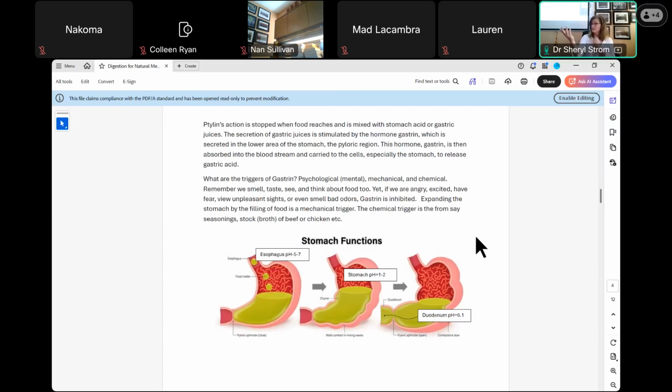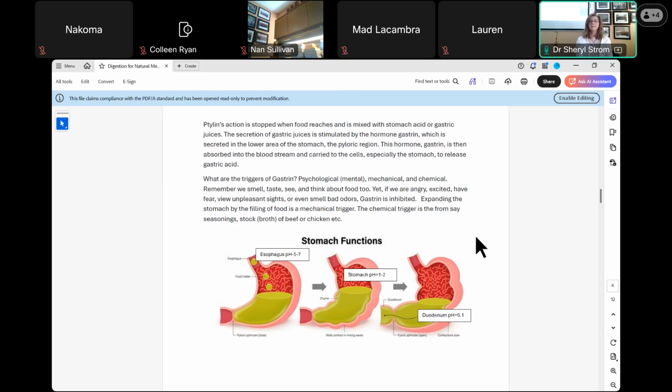Seasonings, so say, I don't know, rosemary. Is that a chemical? Sure, when you break it down. Yeah, when you cook it, sure. But remember, you have the psychological, mechanical, and chemical. So the mental also stimulates the chemical release. Okay.